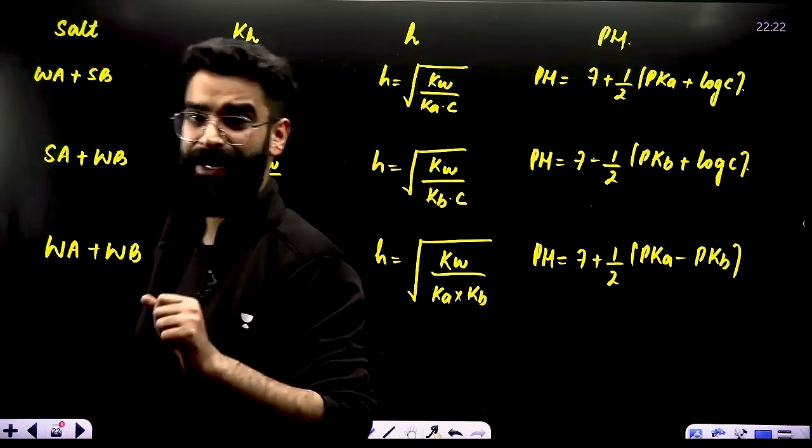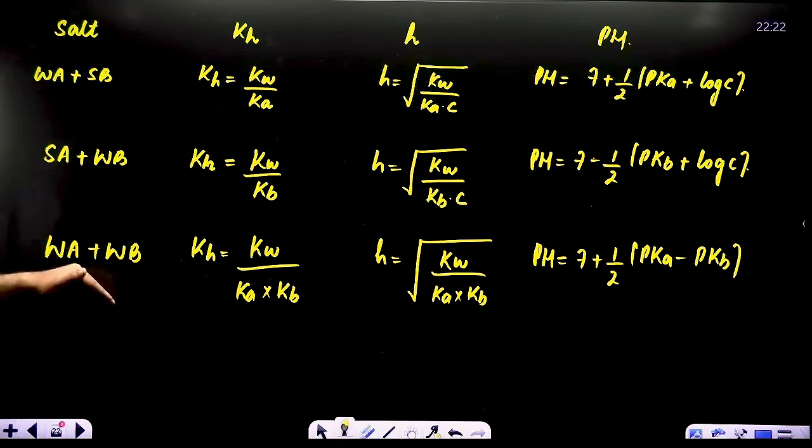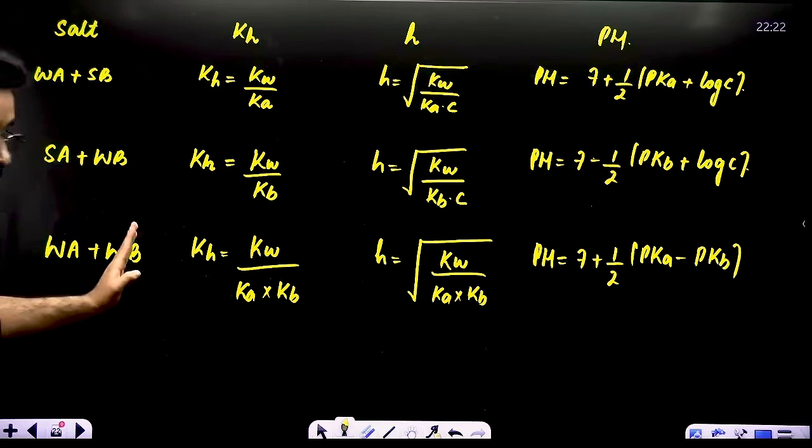Now, when it comes to salt hydrolysis, you have got different types of salts. Salt of weak acid strong base, salt of strong acid weak base, salt of weak acid weak base, right?